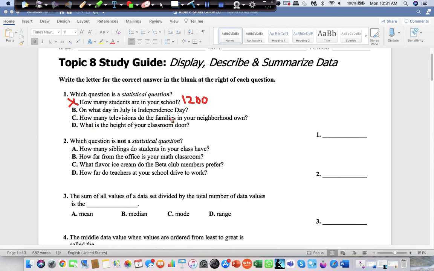On what day in July is Independence Day? I had a few students that did not know when Independence Day was. It is July 4th. But assuming that everybody knows the specific day, it would only be one answer.